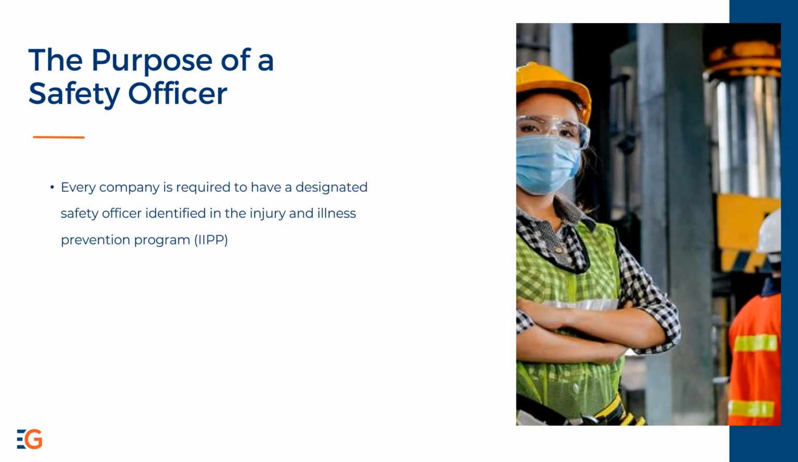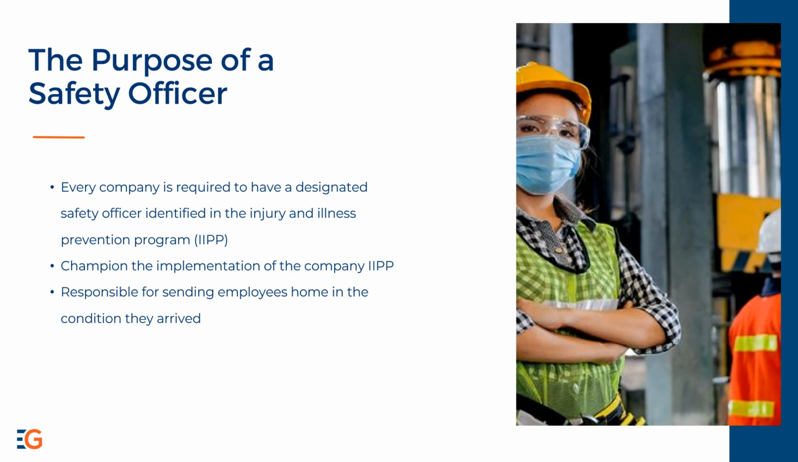Let's review the purpose of a safety officer. Every company is required to have a designated safety officer identified in their Injury and Illness Prevention Program, or IIPP. Their job is to champion the implementation of the IIPP. That means performing or delegating responsibilities to ensure each component is carried out. This person is responsible for sending employees home in the same condition that they arrived and documenting their efforts to do so. The safety officer is EG's primary contact for health and safety initiatives and is responsible for OSHA compliance at their company.